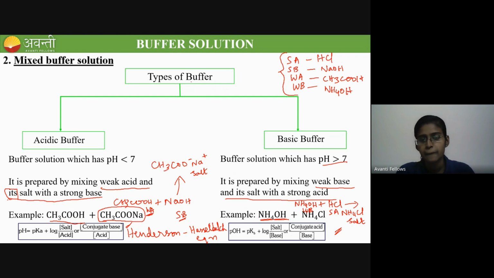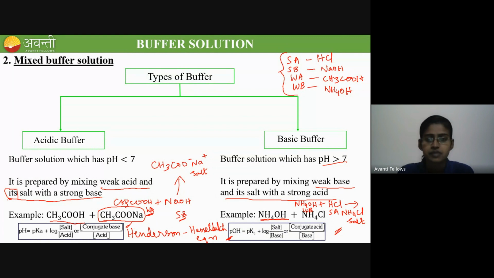Clear? And to find out the pOH, the Henderson-Hasselbalch equation for a basic buffer is that pOH is calculated using pKb plus log of the concentration of salt by the concentration of base. Clear? Clear for all? Shall we move on to the next topic?